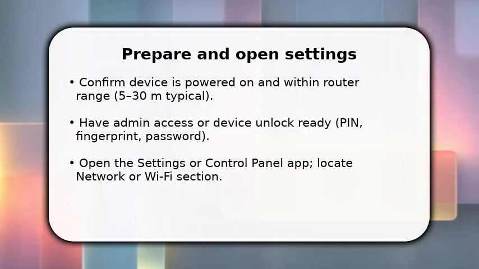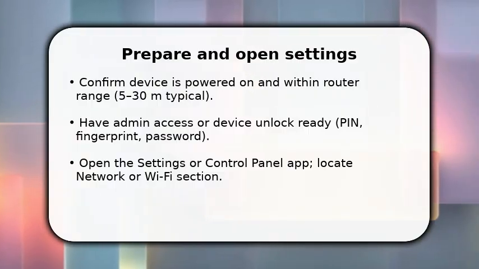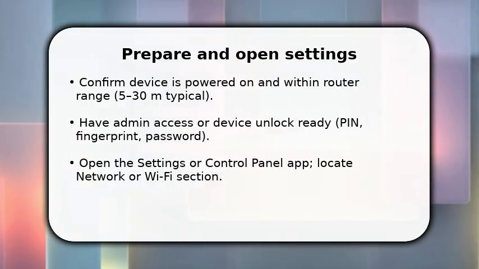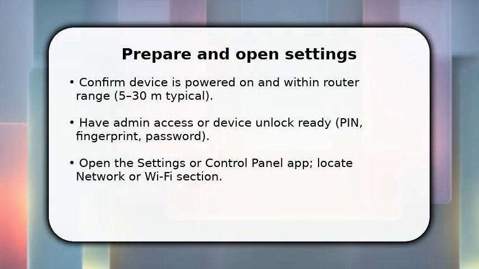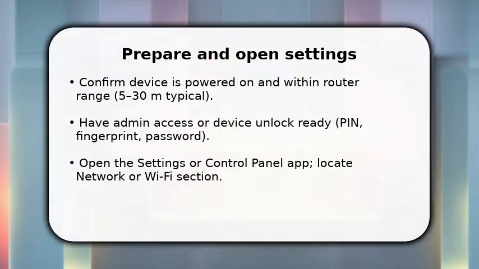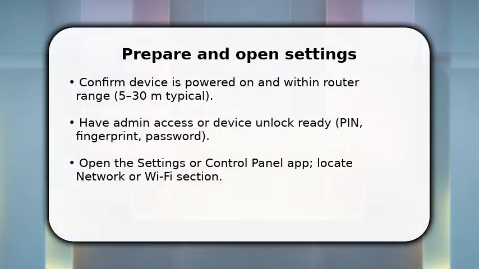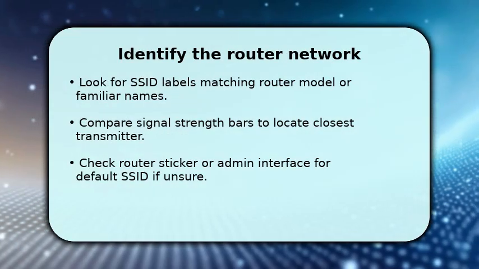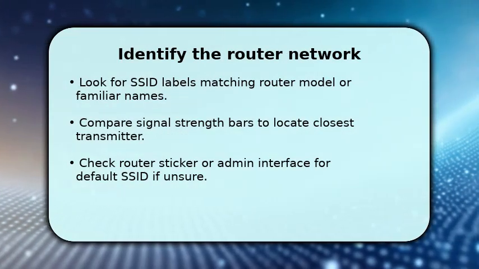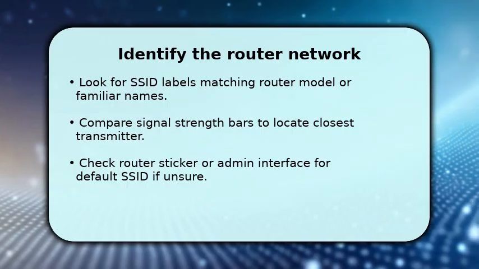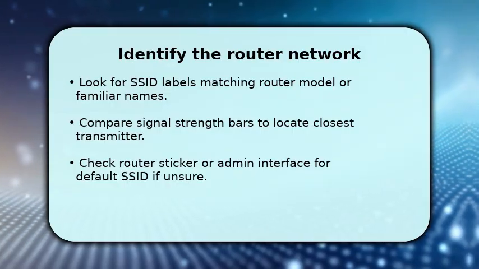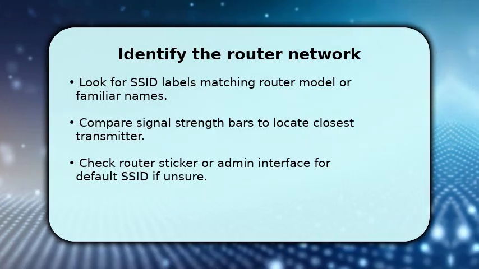You want to see the list so you can identify which network belongs to your router. If the list is empty, move closer to the router and refresh the view. You now examine the scanned SSID names and the signal bars to find the right network. Why check signal strength? Because the strongest one is usually the router you're near. This narrows choices when similar names exist.